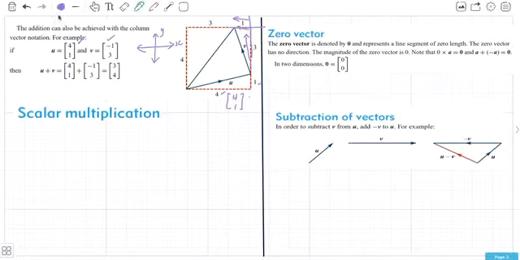If you're adding vectors, what you can do is add across. So you add your x's together and you add your y's together. So 4 minus 1 is 3, 1 plus 3 is 4.